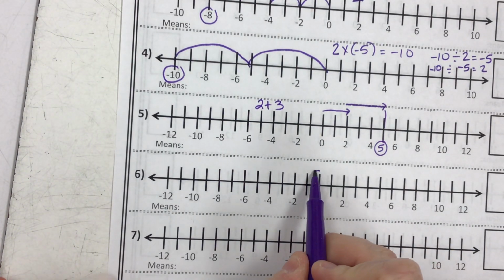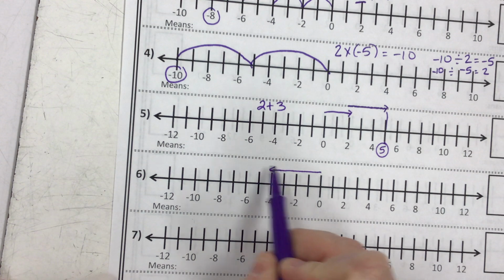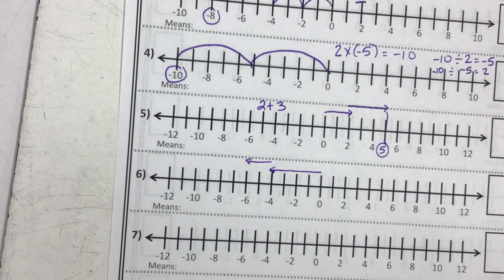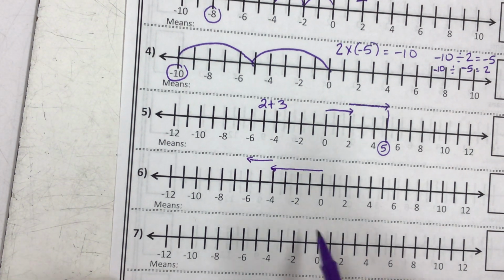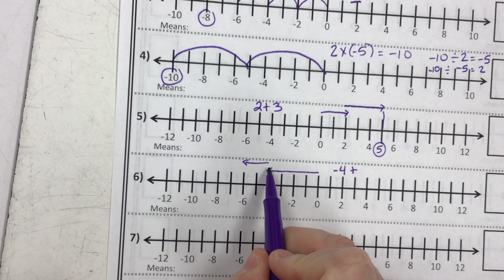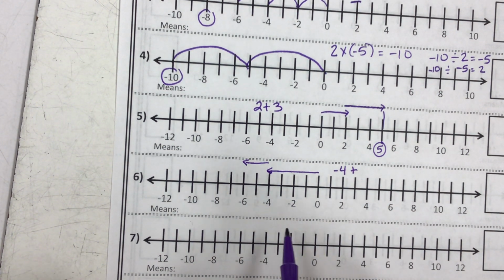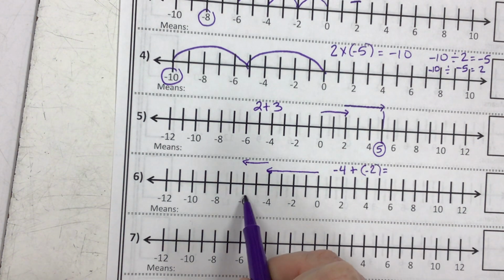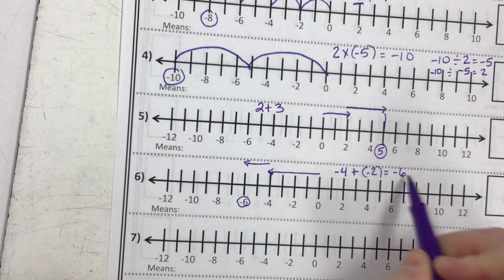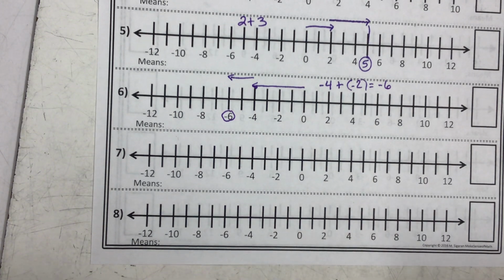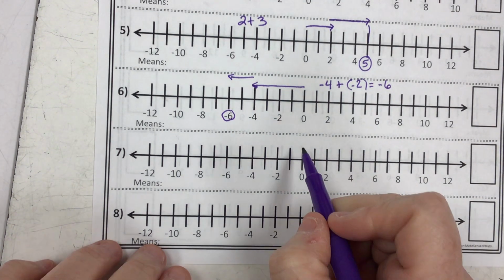Now, I could go in the negative direction. What if I drew this and this? What would this represent? Well, I always start at 0, and I went 4 spaces in the negative direction, and then I went another 2 spaces. I didn't go 6 spaces here, so it's 2 spaces in the negative direction, and I ended up at negative 6.